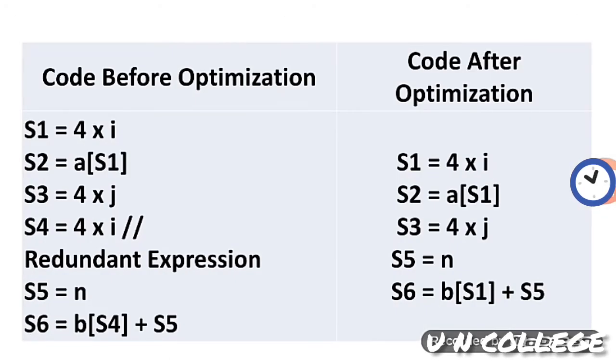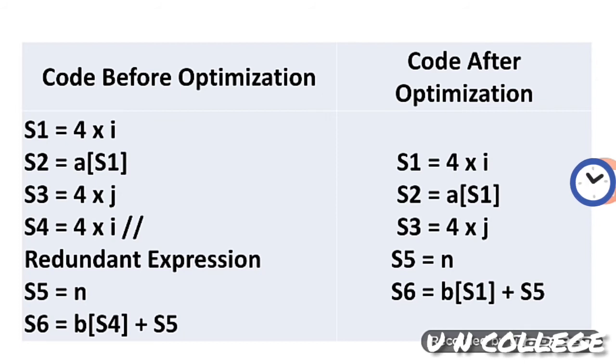I have used one example here, code before optimization and code after optimization. You can see it clearly. First let me discuss the code before optimization. Let the code be s1 equal to 4 into i, then s2 equal to a of s1, then s3 equal to 4 into j, then s4 equal to 4 into i. Here I have used a redundant expression to explain the difference between code before and after optimization. Then s5 equal to n, then s6 equal to b of s4 plus s5.